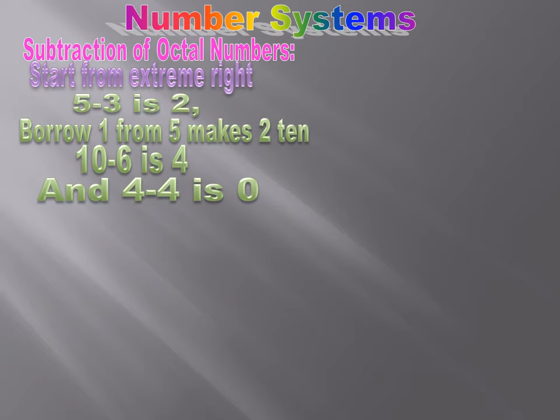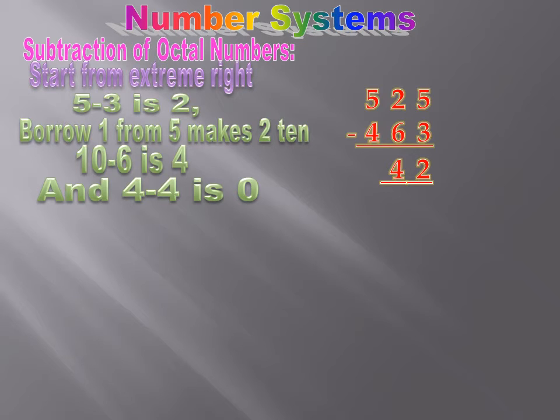If we take the octal subtraction, with the same example, 5 minus 3 is 2. Then 6 cannot be subtracted from 12. Then we can take 1 from here, but that 1 is actually 8. This 8 plus this 2 will make it 10. Then 6 are to be subtracted from this, that the result will be 4.